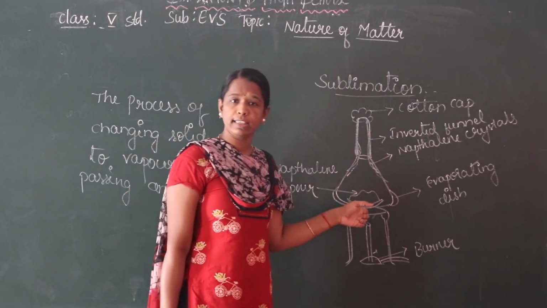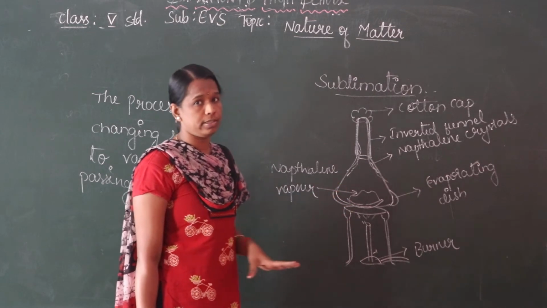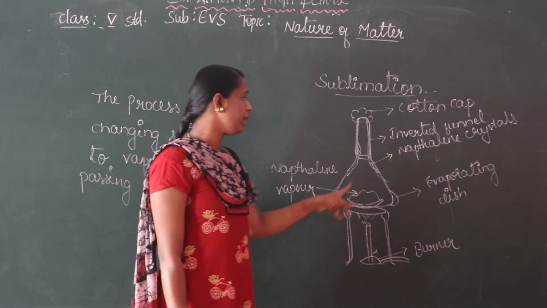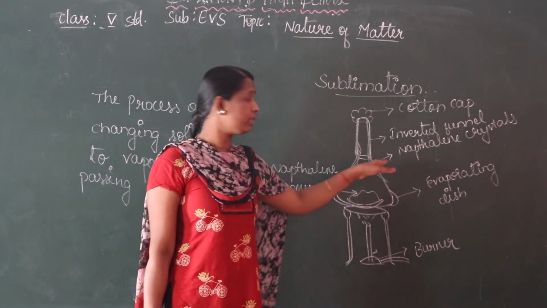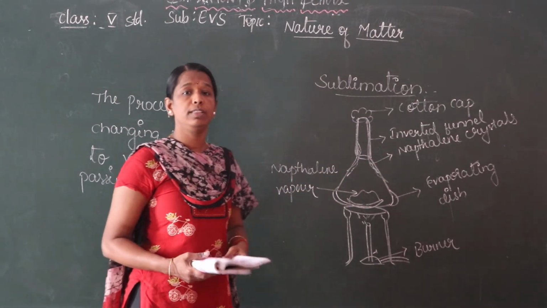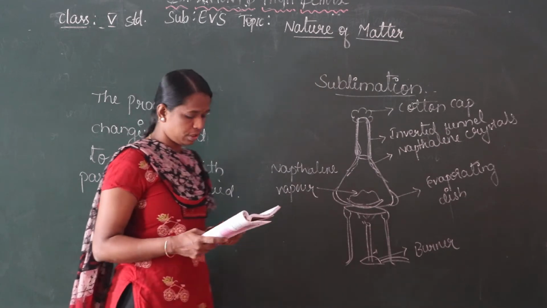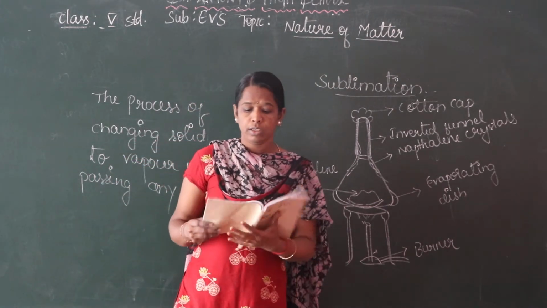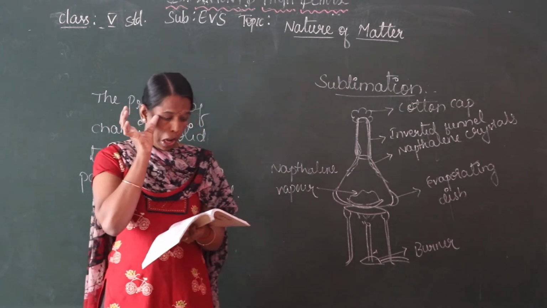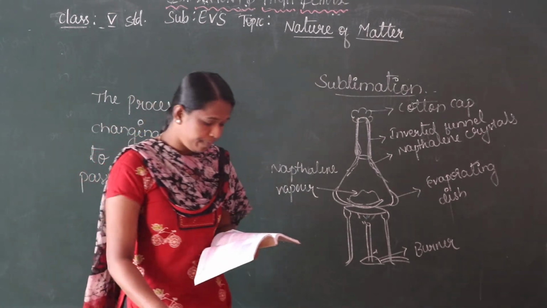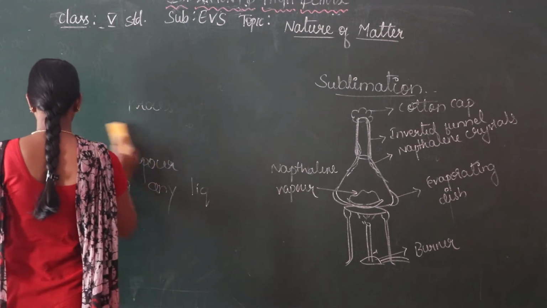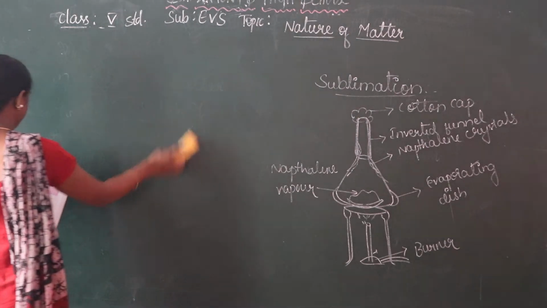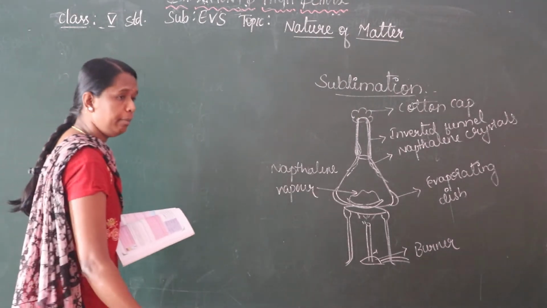So when we heat the naphthalene balls without passing through any liquid, it becomes vapors. The vapors are collected on the sides of the test tube. This is called sublimation. And then, you know some measurements. Mass is the total quantity of matter.